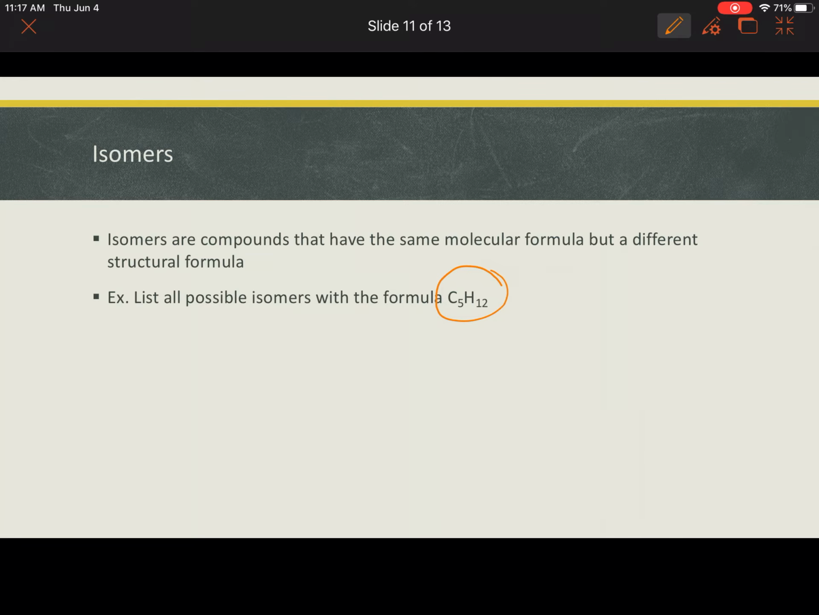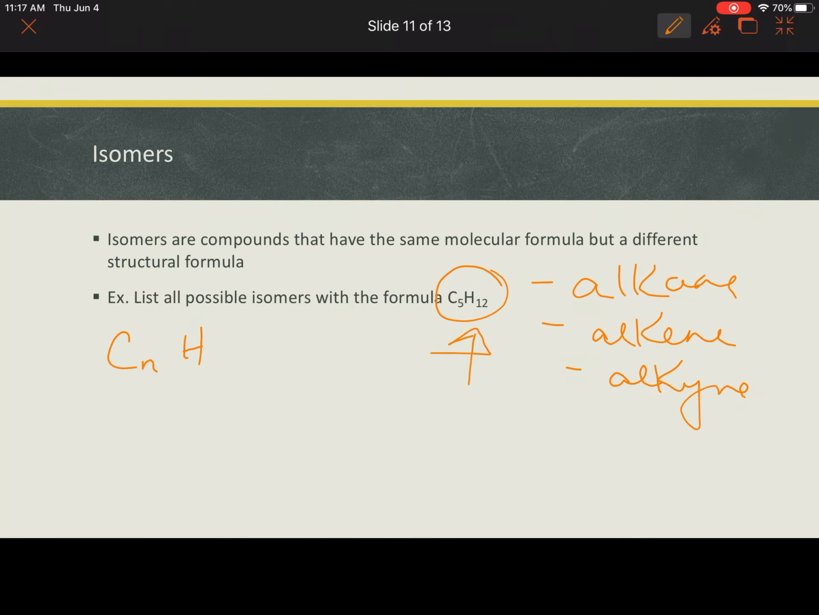When you do these, you have a couple different strategies. The first strategy is to determine: is this an alkane, alkene, or an alkyne? You figure that out by looking at the formula. Which formula does it satisfy? Remember, alkanes are CnH2n plus 2, alkenes are CnH2n, and alkynes are CnH2n minus 2.